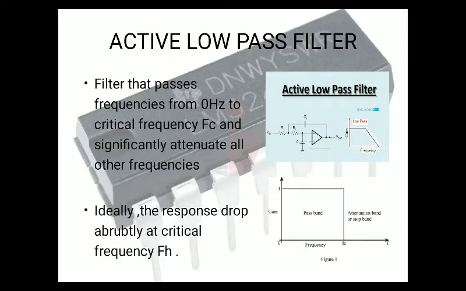First, let us see active low pass filter. A filter that passes frequencies from 0 Hz to critical frequency Fc and significantly attenuates all other frequencies. Ideally, the response drops abruptly at critical frequency Fh. It is the diagram of the active low pass filter, and here it is the graph of the active low pass filter.